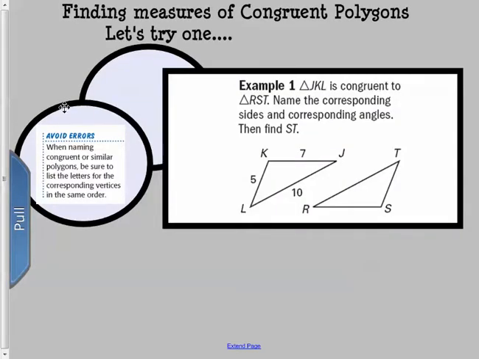So let's look at this example. Triangle JKL is congruent to RST. Here's your hint. J then goes with R, K goes with S, and L goes with T. Their position when they name the triangle means that their angles are the same. So if S and T go together, then K and L go together. So if this is K and L, and this is S and T, then we know that S and T equals 5.